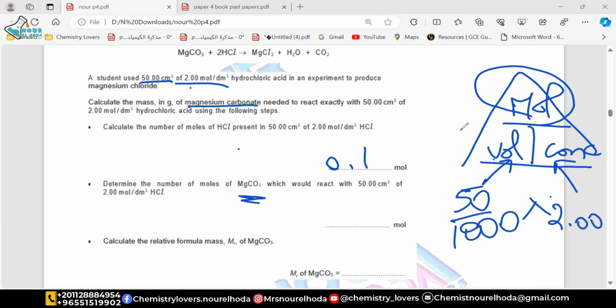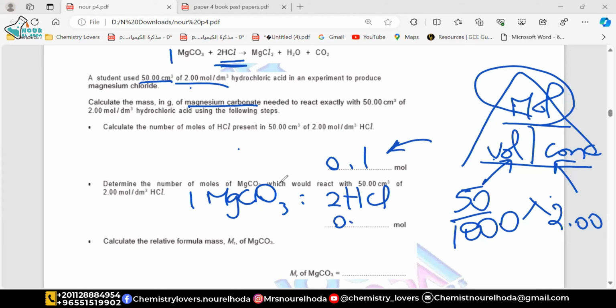How should I do it? I will say every 1 magnesium carbonate will give you how many HCl? Will give you 2 HCl. Why am I doing a mole ratio? This is the trickiest part in moles, which students are always confused with. Every 1 magnesium carbonate, since it's a balanced equation, will give you 2 HCl. So if the HCl was 0.1, this means how many magnesium carbonate do I have? I need to get the magnesium carbonate. Once again.